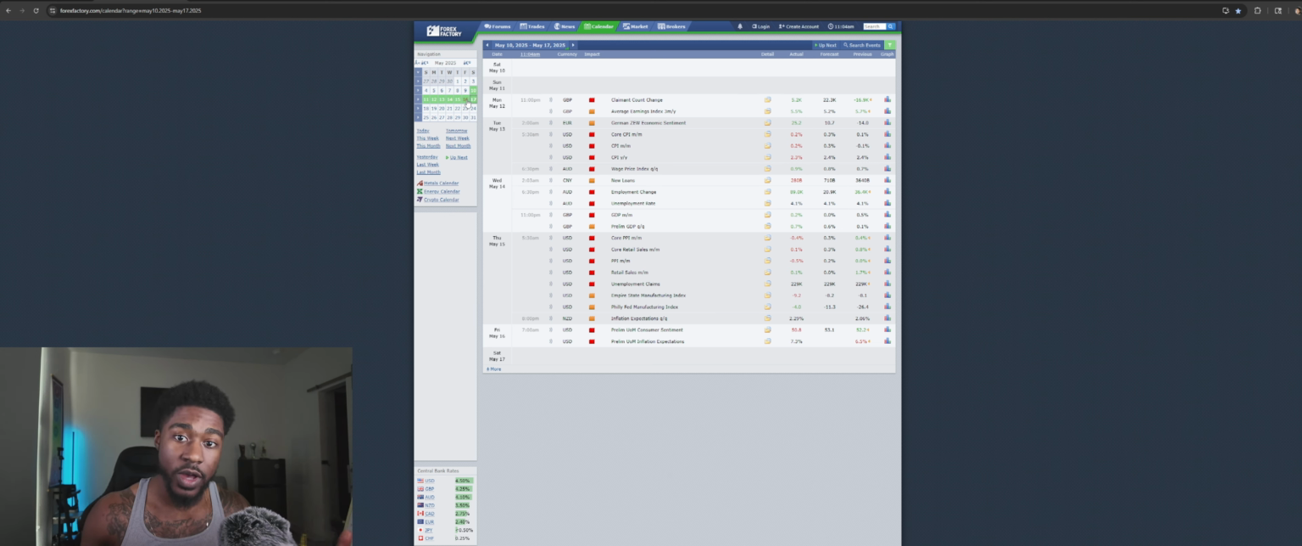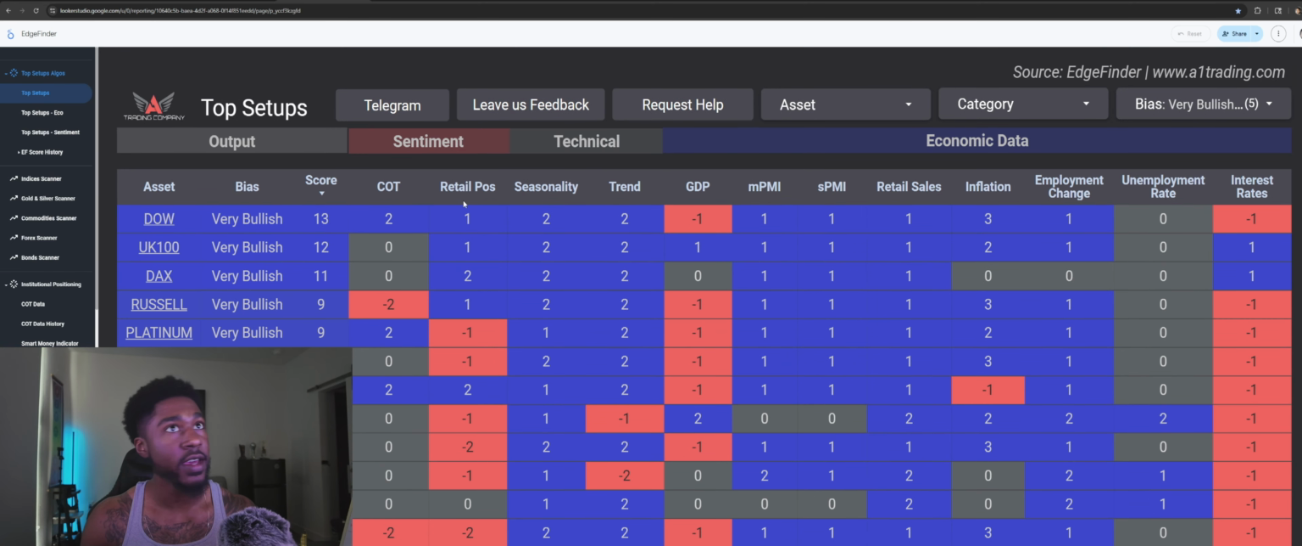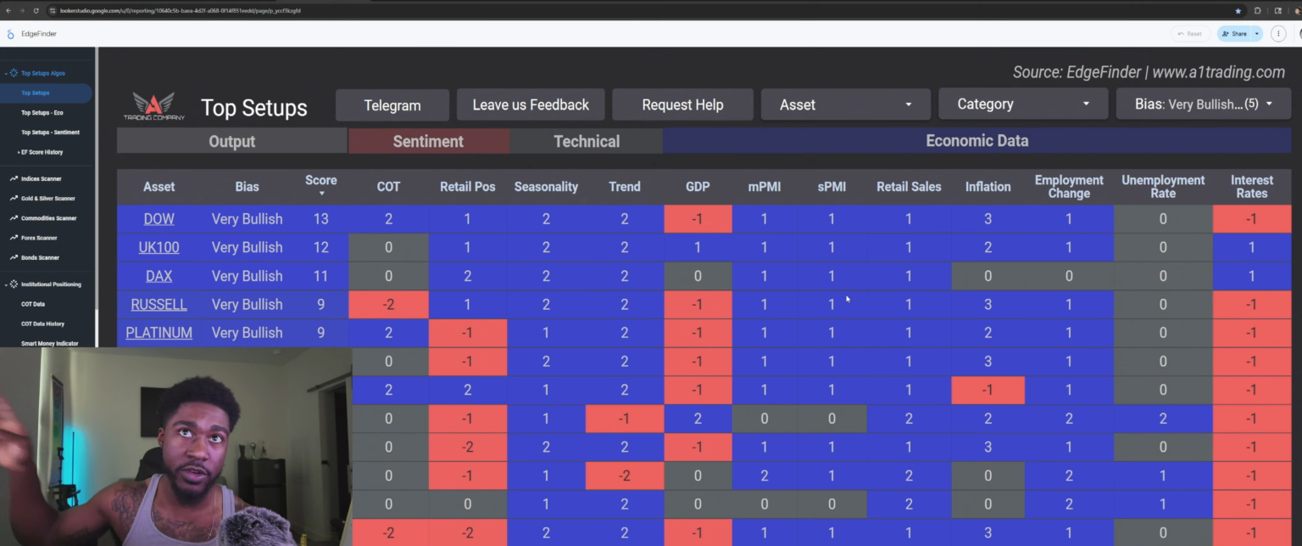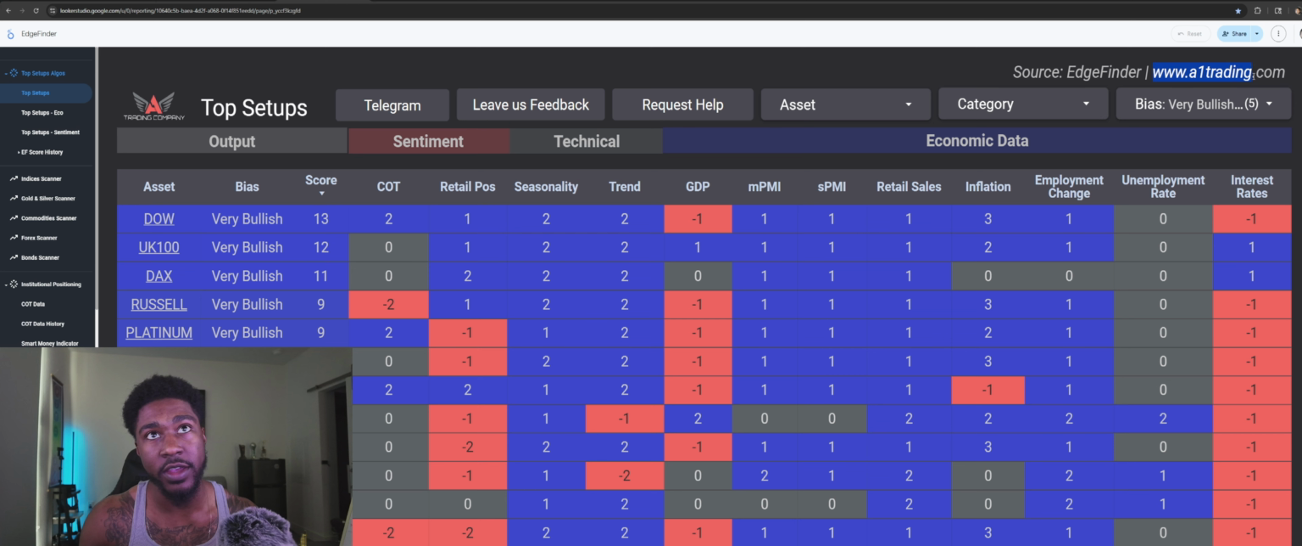And even besides all this news that I'm looking at, I'm about to show you guys the software that I use. What I'm about to show you, don't get lost, don't get confused. I'm about to break it down. It's called the Edge Finder. This is software from Trader Nick and his company, a1trading.com. You guys can see it right here if you want to go grab a copy, but it does cost a decent amount of money.